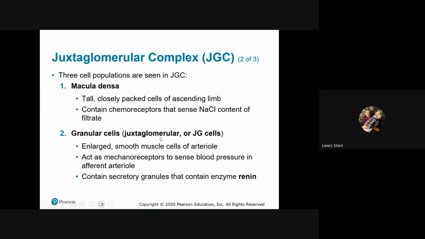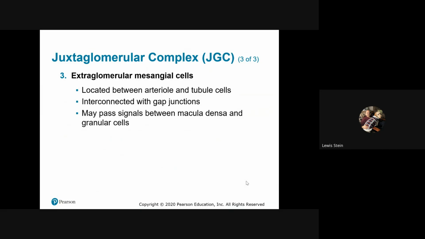Granular cells, juxtaglomerular cells, are smooth muscle cells of the arteriole, and they're mechanical receptors. They sense blood pressure, and they secrete this very important chemical called renin. It's part of a really important mechanism to begin to understand, because it's going to play a role in respiration, in the kidney, in blood pressure, all of these things. It's called the renin-angiotensin-aldosterone mechanism. Really super important. We'll get to that in physiology.